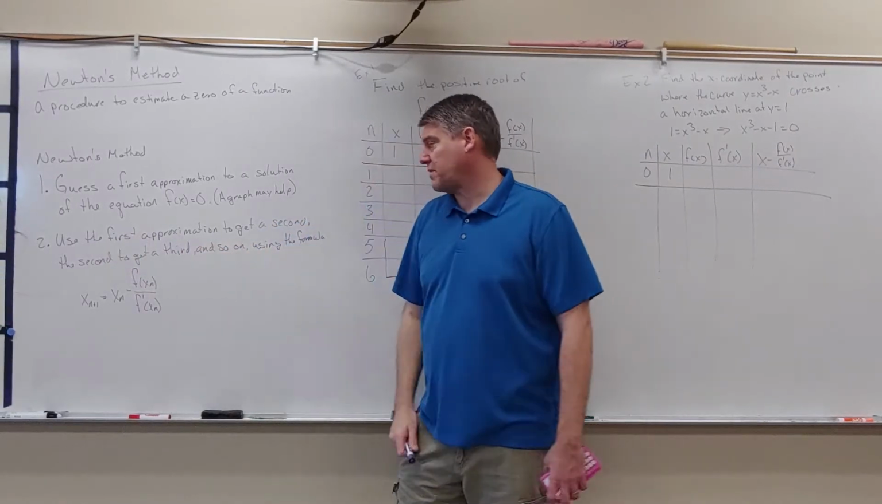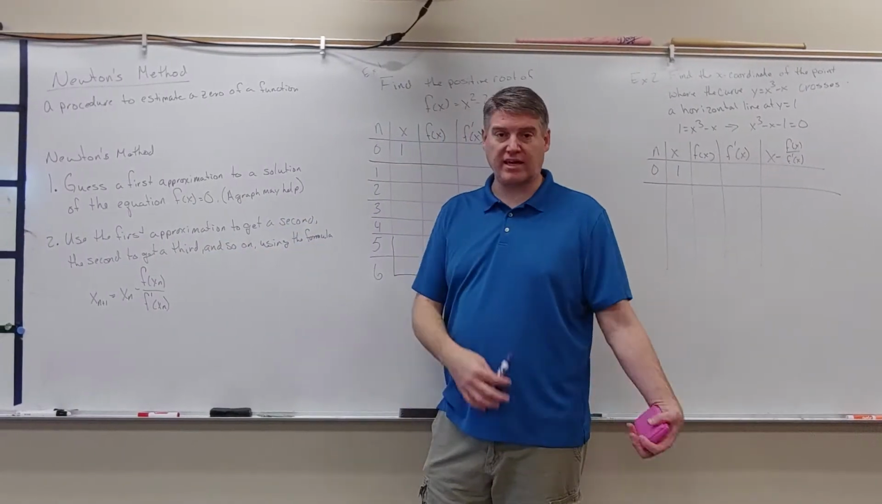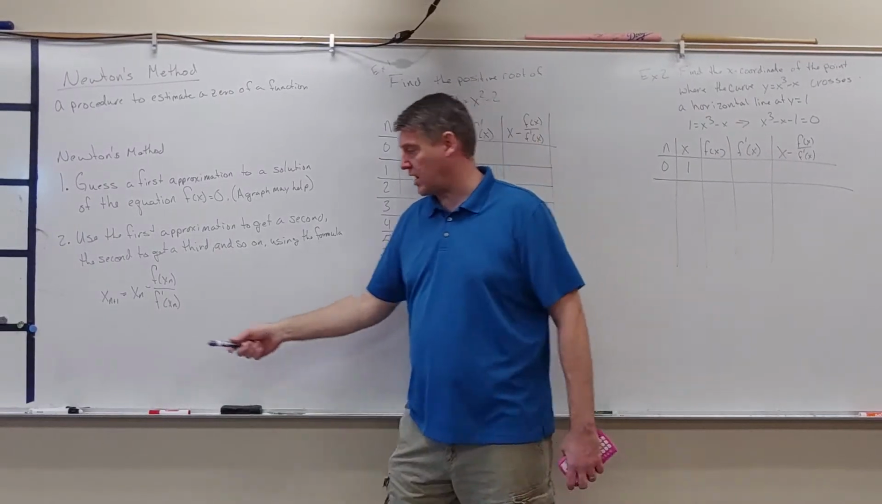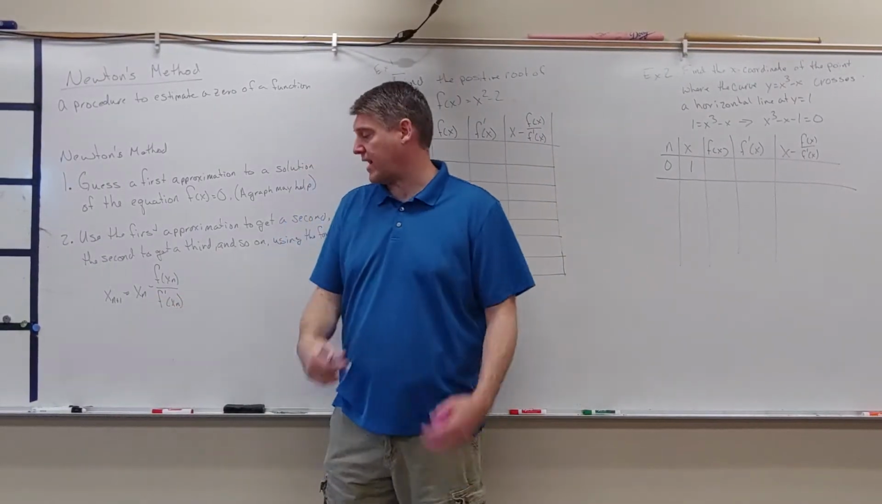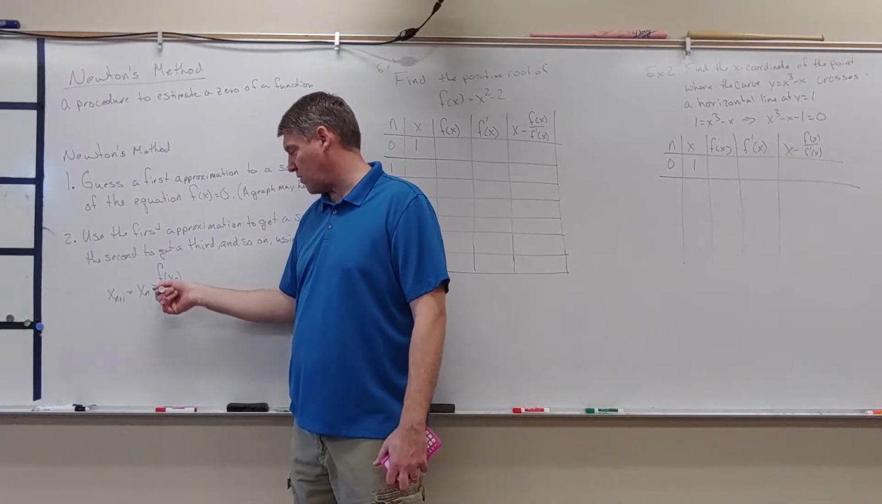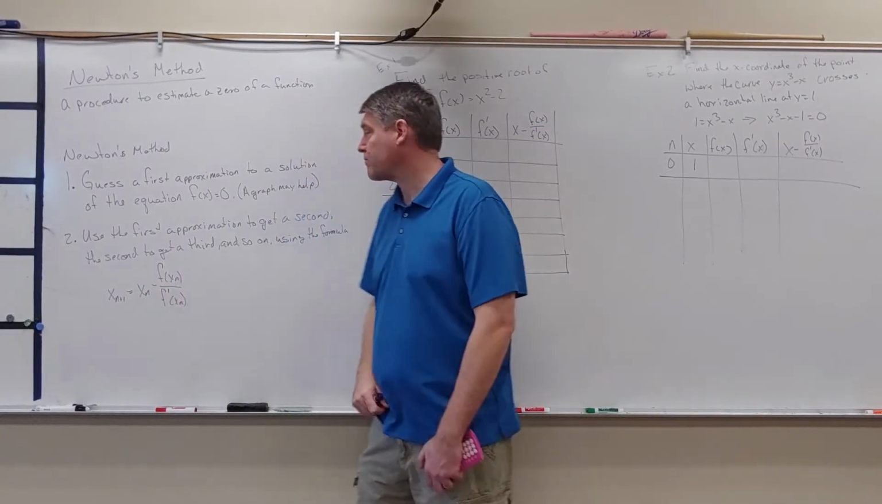The first approximation is used to get a second, the second to get a third, and so on, using this formula of x of n. So the new guess is going to be x of n minus f of x of n over f prime of x of n. Okay?